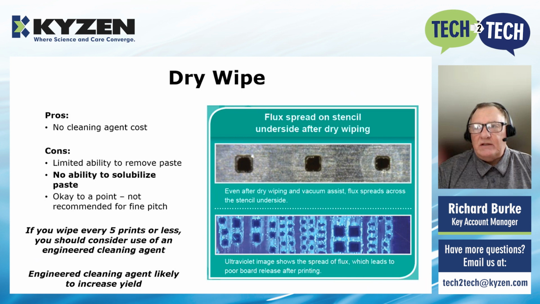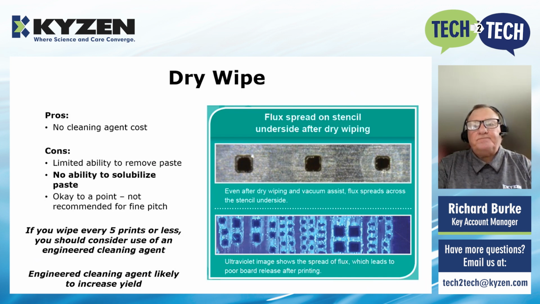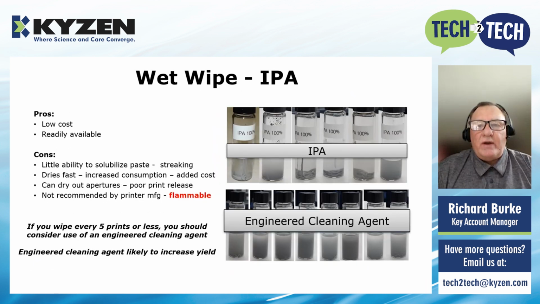Not only would it likely be cost effective, but it would also likely improve the quality of the prints or the yield. Next, when we look at wet wipe with IPA, in terms of pros, we have low cost of the material, and IPA is readily available. So I would say those are 2 pros. In terms of cons, the first would be the limited ability of the IPA to solubilize the material. It tends to streak because it's not solubilizing that material very well.